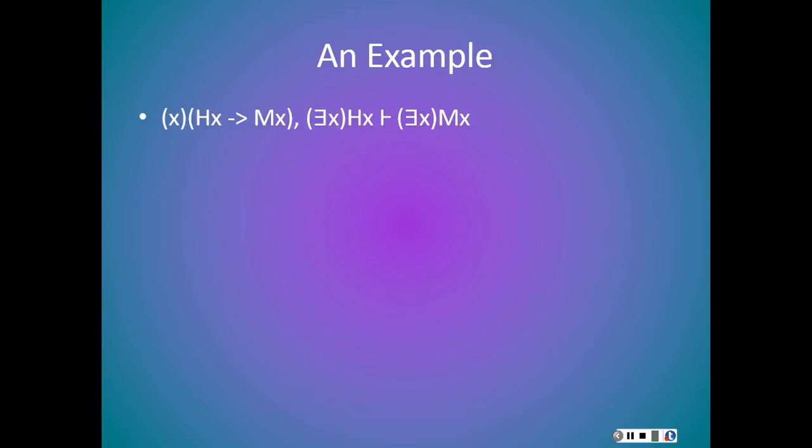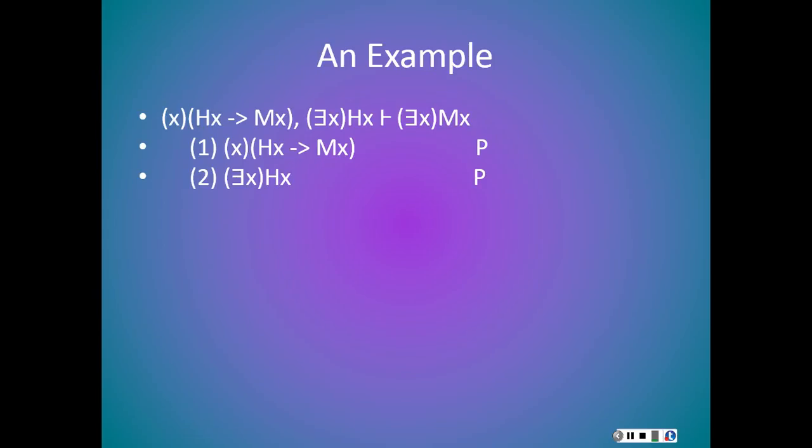For any x, if x is H, then x is M. Something is H, therefore something is M. So this may translate, for instance, as: all humans are mortal, something is human, therefore something is mortal. This is a clearly valid argument pattern, and the rules we now have allow us to prove that it is.